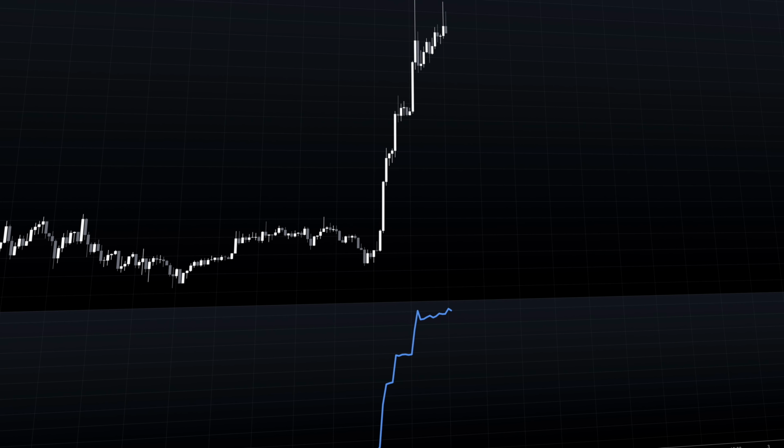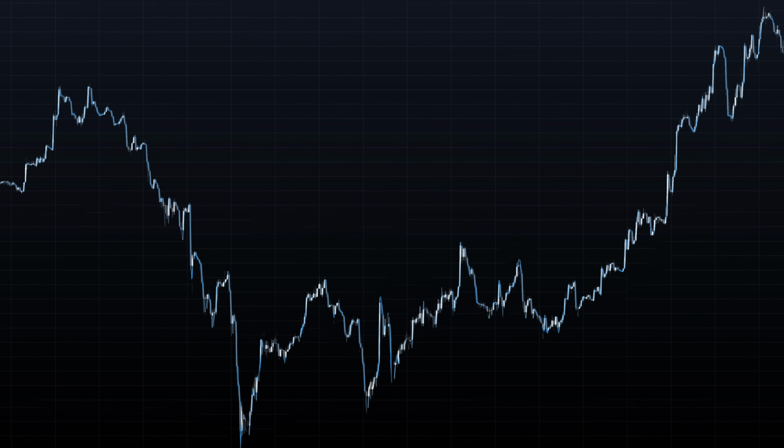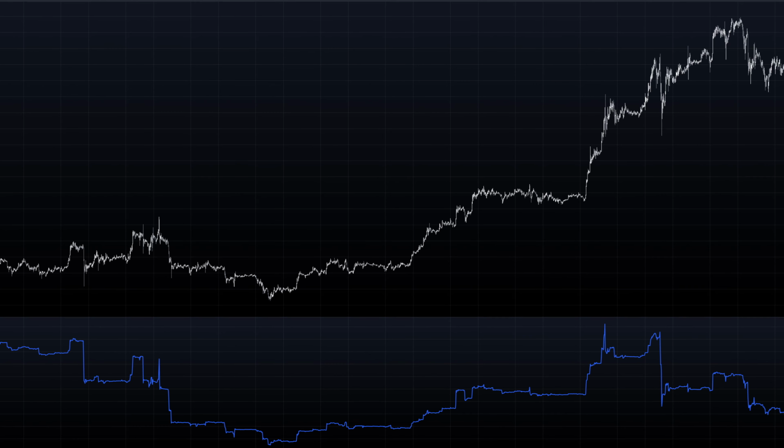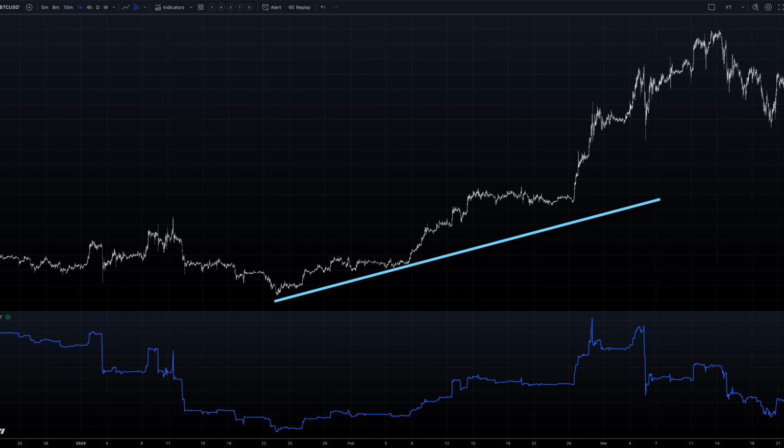Super powerful, yet very simple. This indicator has the potential to significantly enhance your trading approach. Let me demonstrate how effective it can be for both trend-following strategies and trading reversals.